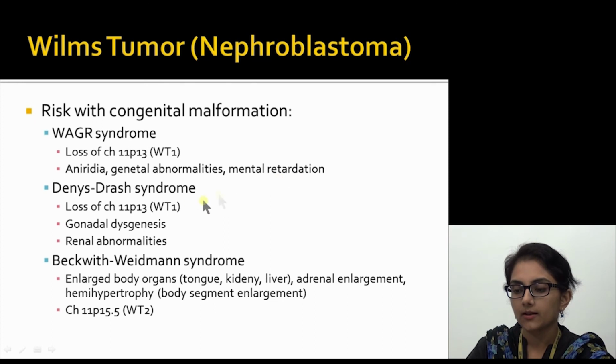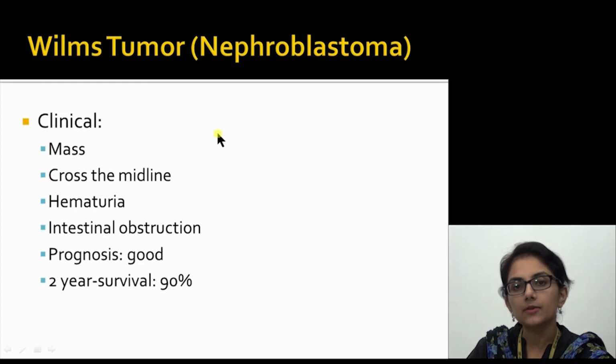So that's WAGR syndrome. The next important syndrome is the Denys-Drash syndrome, which is again a WT1 mutation, and it is associated with gonadal dysgenesis and other renal abnormalities in the form of diffuse mesangial sclerosis or DMS. We then have the Beckwith-Wiedemann syndrome. This is due to a WT2 mutation, the Wilms tumor gene 2, and it's characterized, along with Wilms tumor, by enlarged body organs, including tongue, kidney, and liver. This tends to happen in half of the body, that's why it's called hemihypertrophy, and you can also have adrenal enlargement.